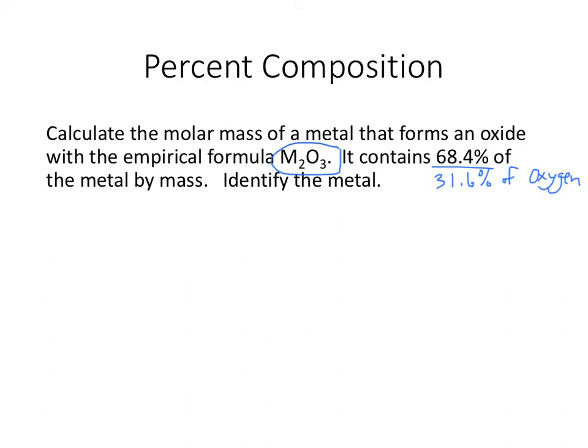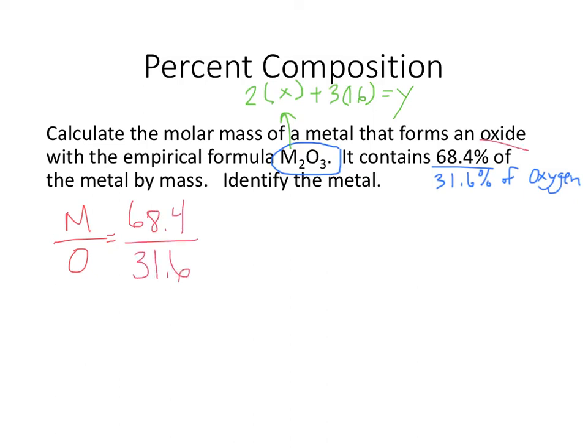So let's look at this problem again. Calculate the molar mass of a metal. So essentially what it's asking is, what is the mass of M? And I already know the mass of oxygen. So we're going to call M X and the total value Y. There's a couple different ways you can tackle this. You can think part over whole or part over part. For the moment, I'm just going to go with part over part. I know that the ratio of M to oxygen is 68.4 to 31.6. I'm getting those off of the percentages.